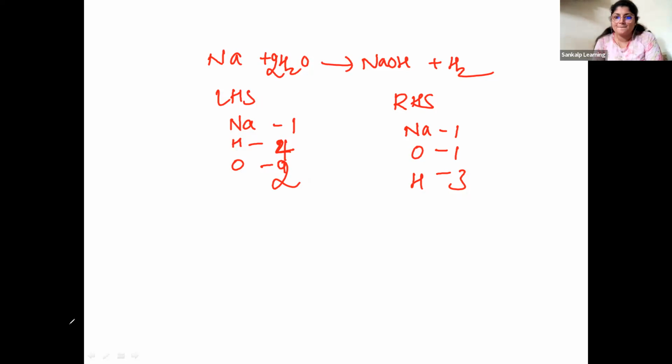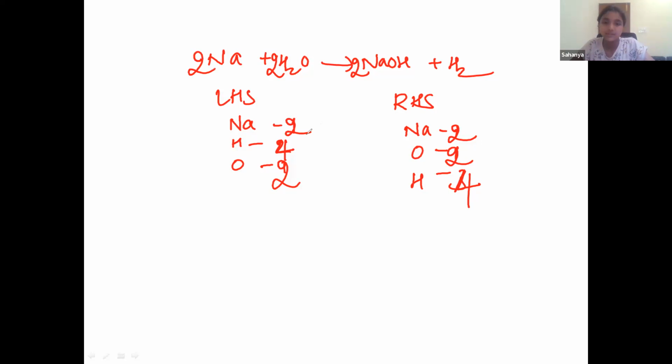So then in NaOH you're supposed to put 2 again. Then sodium is 2 here, then this becomes 2. Hydrogen again becomes 4. And in Na, sodium, you're supposed to put 2. Yes, it is balanced. So it is 2Na plus 2H2O giving you 2NaOH plus H2. Okay, right. So we'll go for the next one.